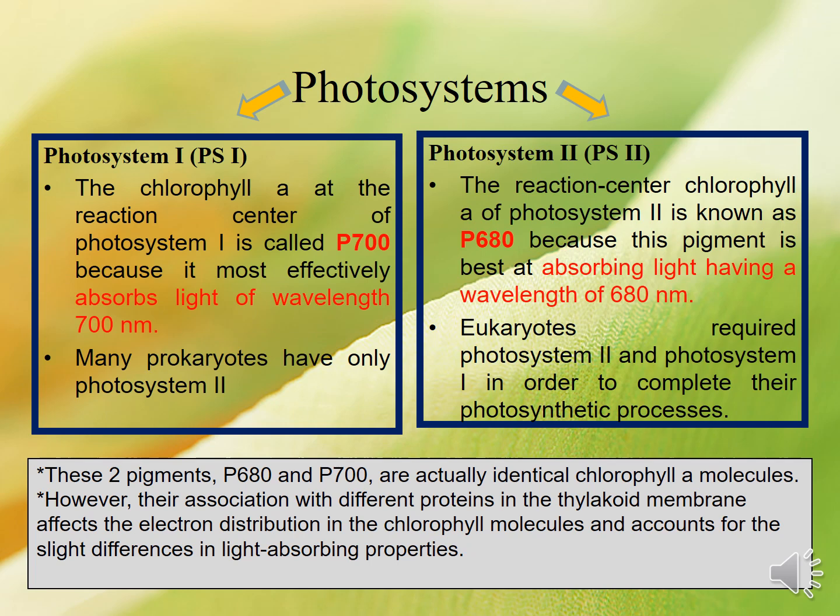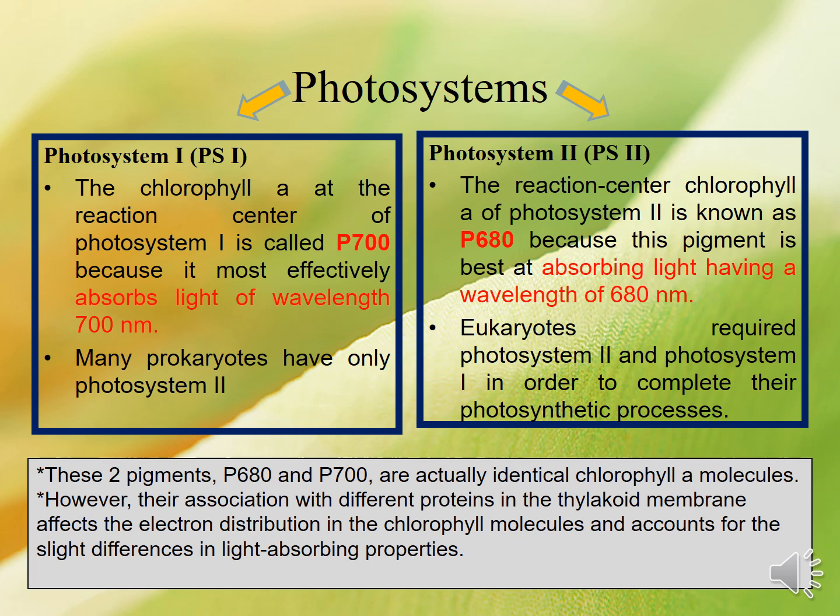As you can see, photosystem 1 might be used by the prokaryote, as I mentioned in your first slide regarding who actually does photosynthesis. Not only the green plant, but also the algae, and also the prokaryote, which we call cyanobacteria.